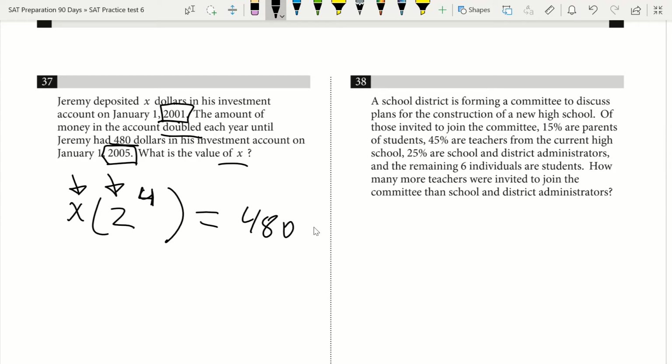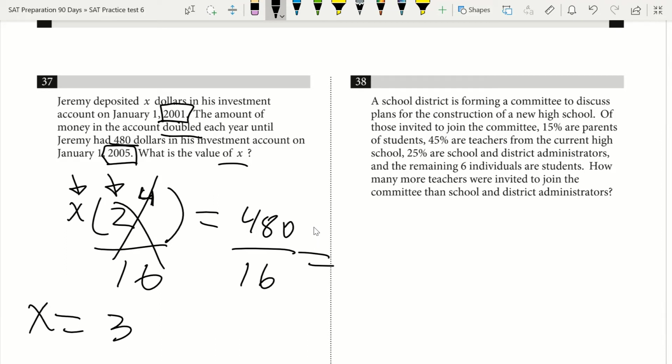I know 2 to the 4th, I can plug it in my calculator real quick to check, but I believe that's going to be 16. And it is 16. So I go ahead and divide each side by 16, cancel that. 480 over 16, let's see, I think it's 30. It is 30. So then X is going to equal 30, so 30 is going to be my answer there.